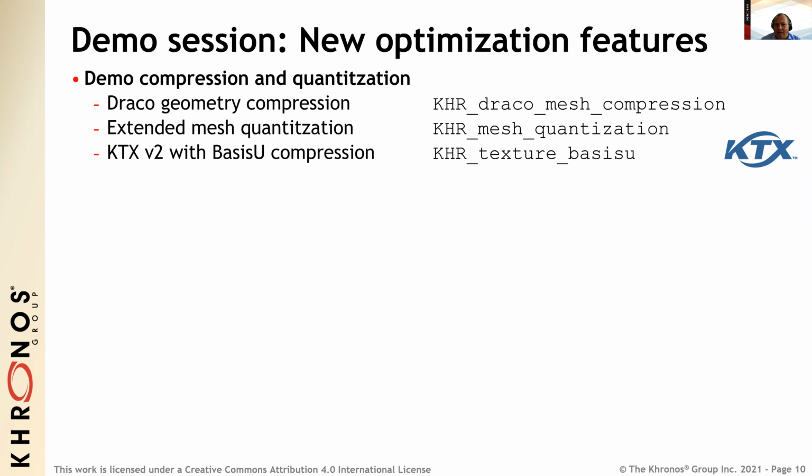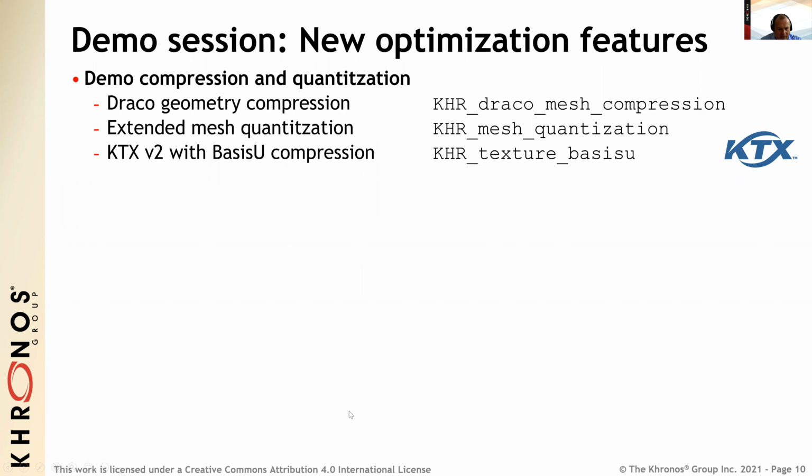Then we have mesh quantization, where you have data stored as floats, and you maybe just want to store it in half shorts or half integers. And last but not least, with KTX version 2 and BasisU compression, you have a super compression to reduce the file size of the texture. So let's show this as well.